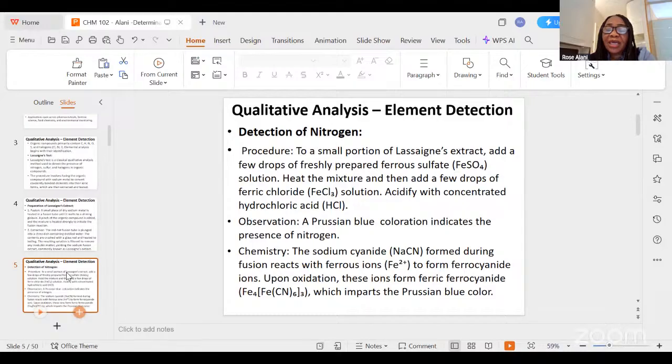Sodium cyanide formed during fusion reacts with ferrous ions to form the ferrocyanide ion. When it is oxidized, these ions form ferric ferrocyanide. It is this ferric ferrocyanide that imparts the Prussian blue color, confirming that you have nitrogen in your compound.